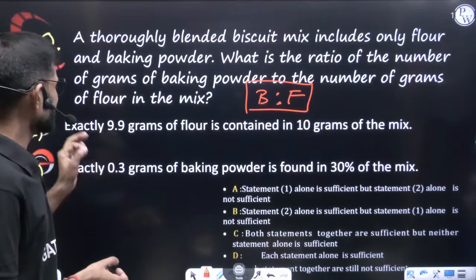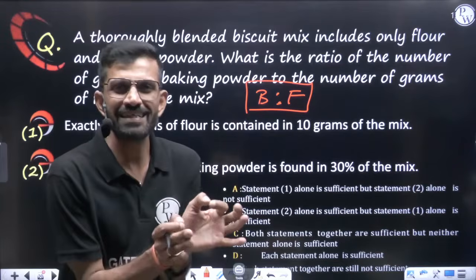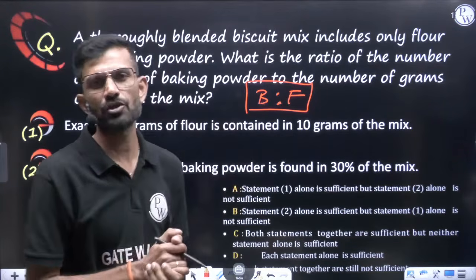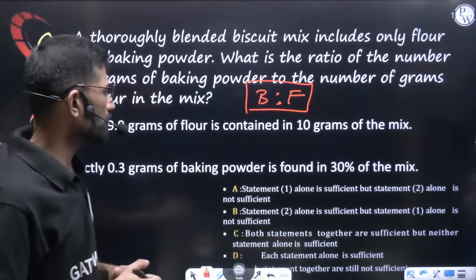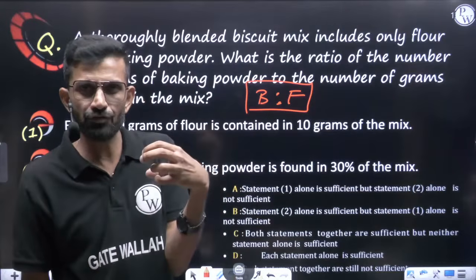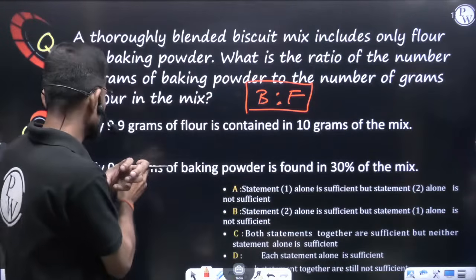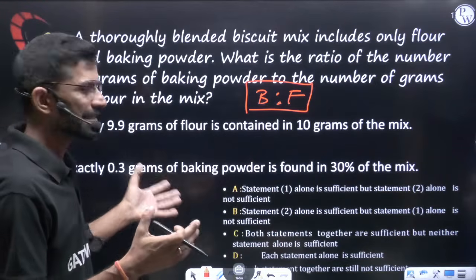First statement, exactly 9.9 grams of flour is contained in 10 grams of mixture. 10 grams of mixture has 9.9 grams of flour. Second, exactly 0.3 grams of baking powder is found in 30% of the mixture. If you take 30% of the mixture, in that exactly 0.3 grams will be the baking powder and the remaining will be the flour. So which statement is sufficient?